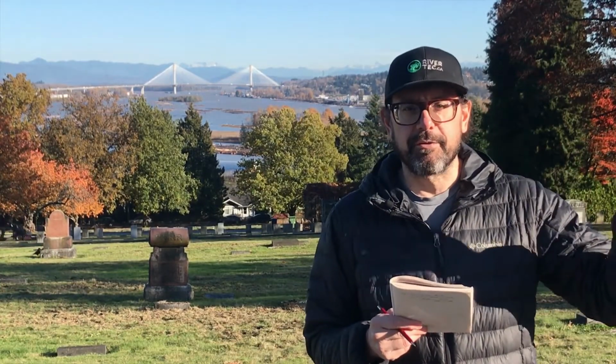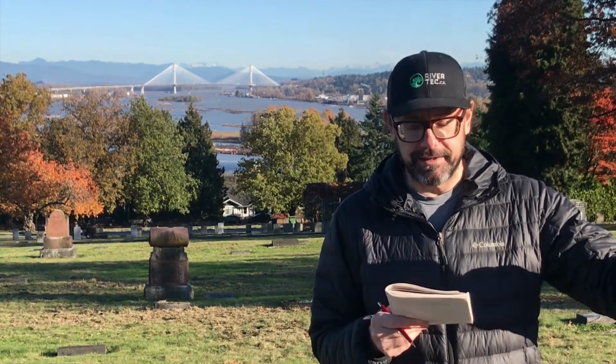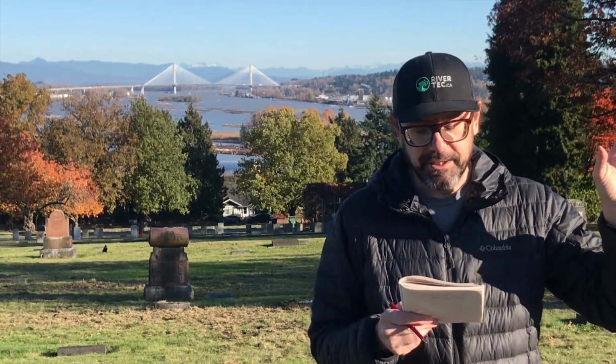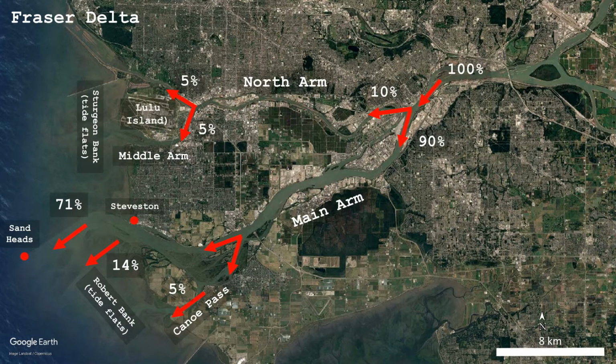Just downstream of here, where the bifurcation in the Fraser River begins, it splits into the main arm of the river, which is the dominant channel in the bifurcation, and a north arm of the river, which is gradually infilling and being abandoned. The main arm carries about 90% of the flow. The north arm takes about 10% of the flow. And the sediment roughly follows that division in the flow.